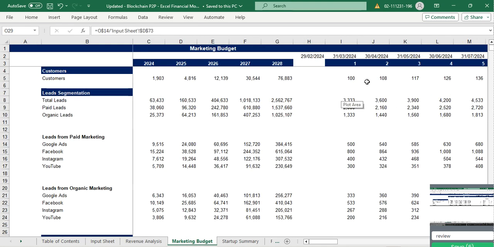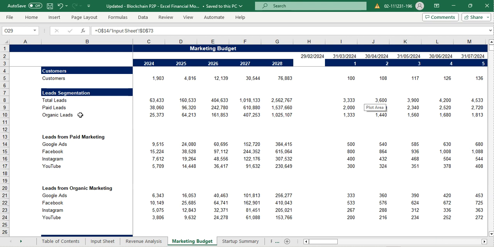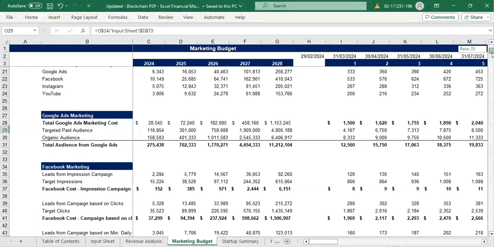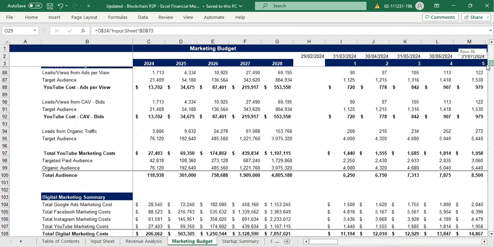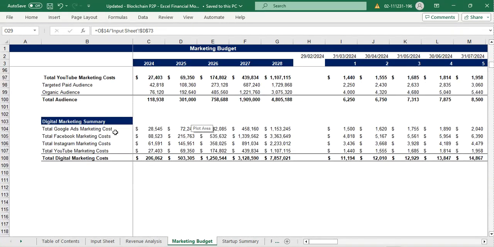Marketing budget contains some customers, then lead segmentation, that is how much of our business is generating leads from paid and organic channels. Then we have leads from paid marketing, organic marketing and leads from different digital marketing platforms such as Google, Facebook and Instagram. Next up we have the digital marketing summary.